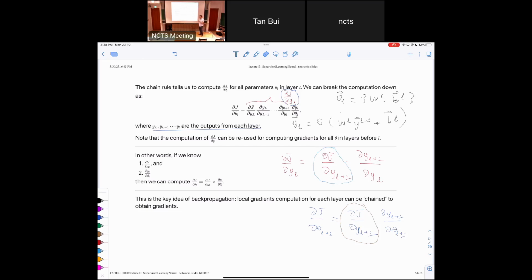Because we need this gradient for the previous layer, because we also need the gradient with respect to the weights and biases of the previous layer. Because remember that the gradient vector has everything.